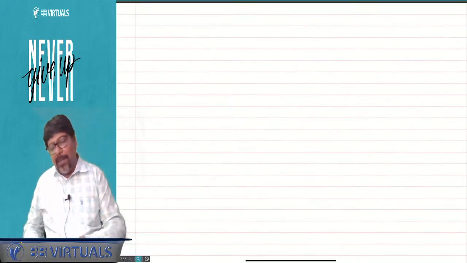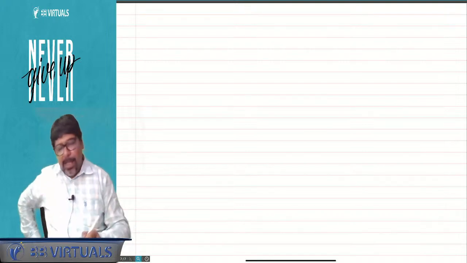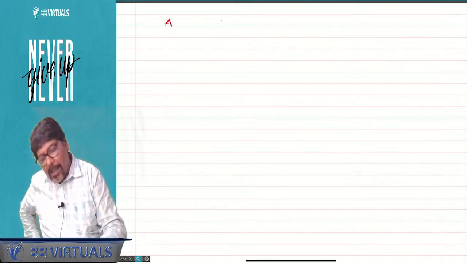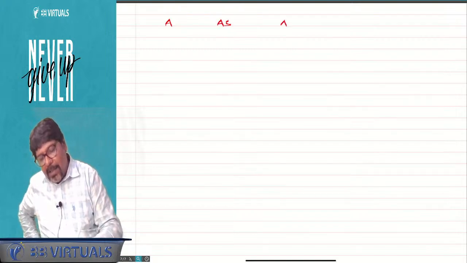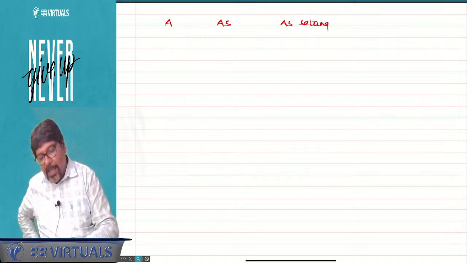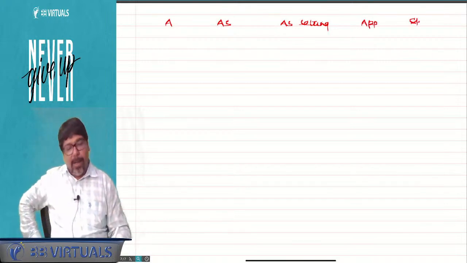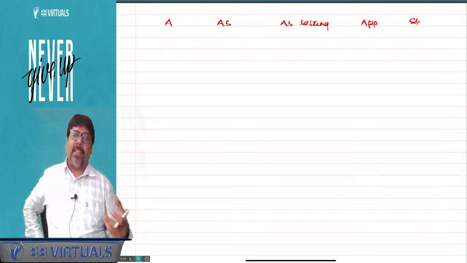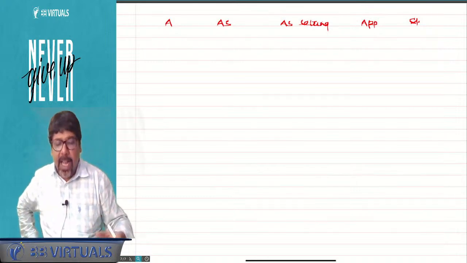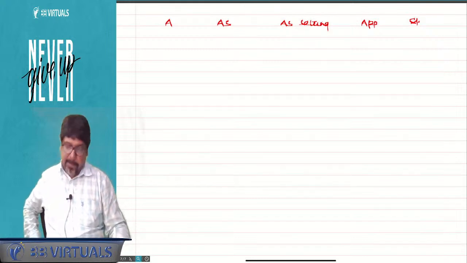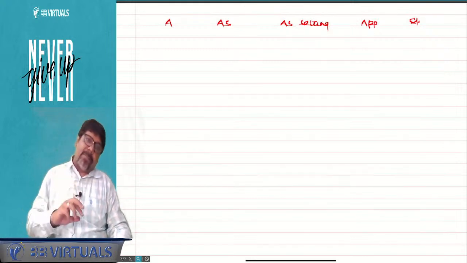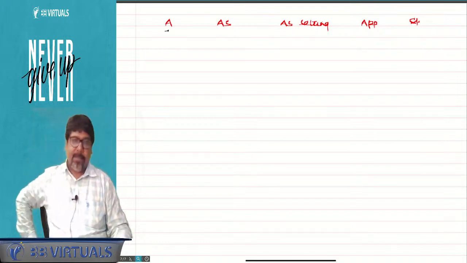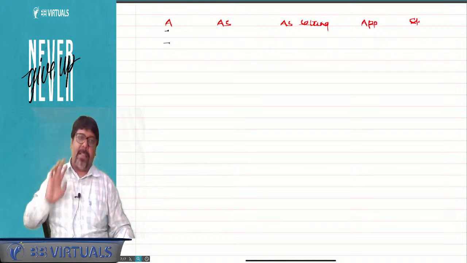Now, today when we started, let's recap quickly. Today when we started, first we studied accounting, then we studied AS, then AS setting, then applicability, and then status. Accounting is the recording of financial transactions and events, for the purpose of finding out profit and financial position by preparing financial statements, correct? Then we understood what financial statements are, P&L and balance sheet.